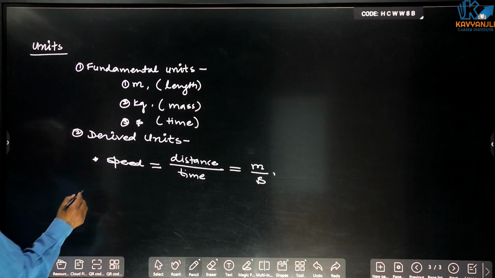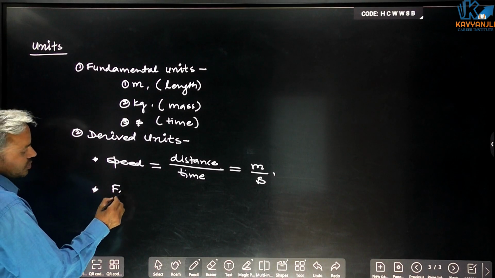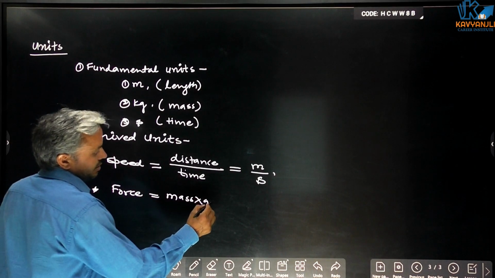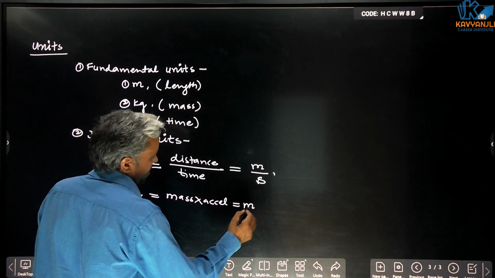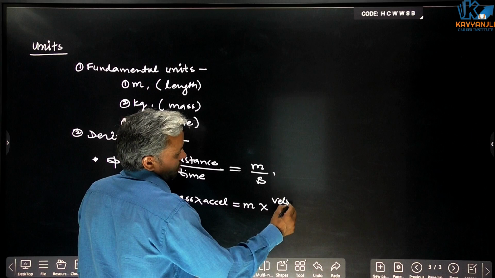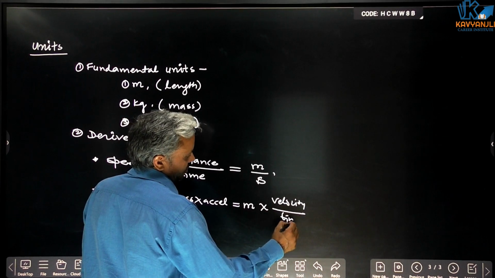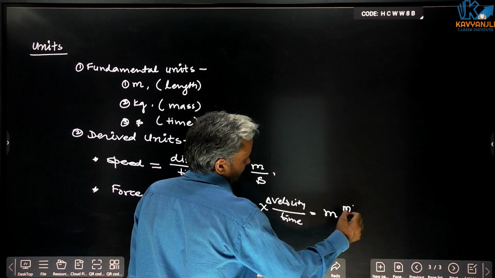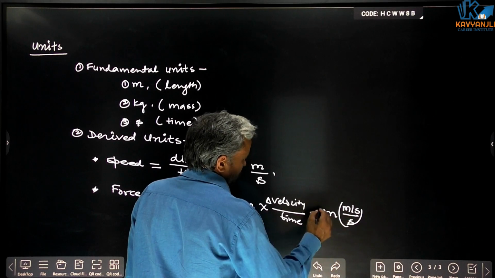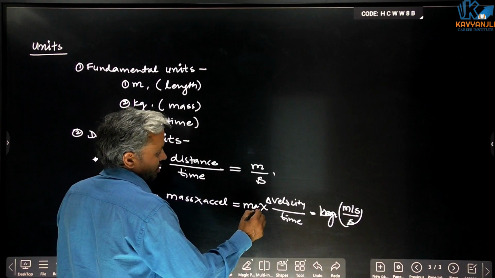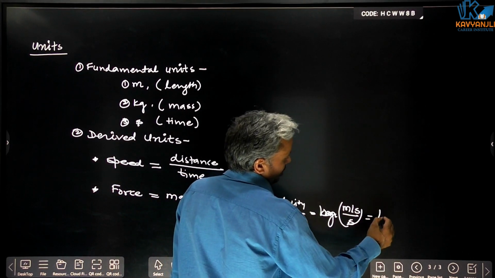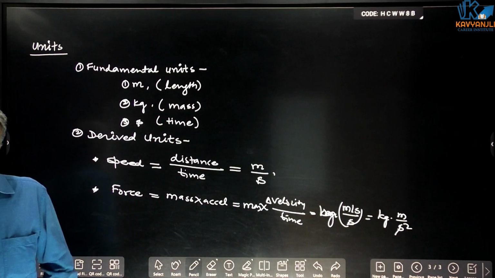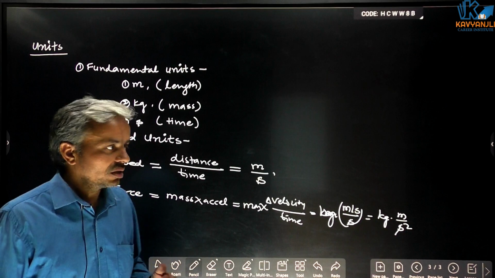So there are many quantities like force. It is also mass into acceleration. Acceleration is velocity divided by time, the change in velocity divided by time. So it is meter per second divided by second. Mass is in kg. So it will be kg meter per second square. So all the other units which are using fundamental units are called derived units.